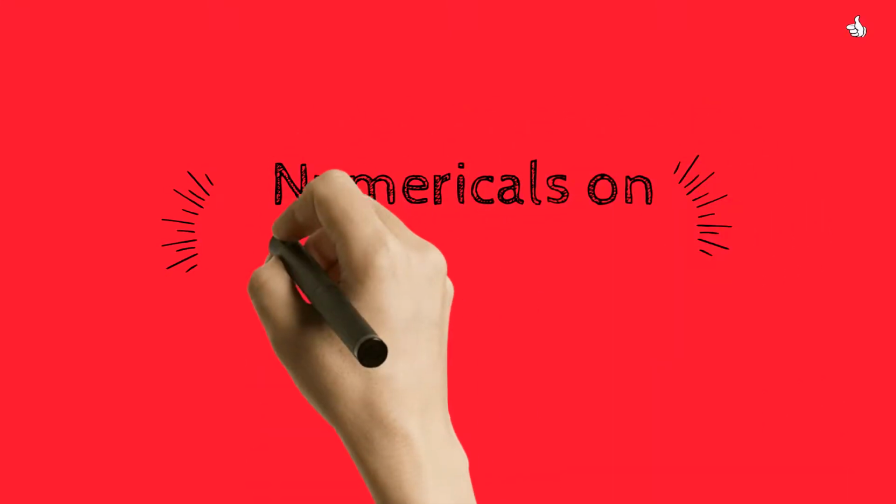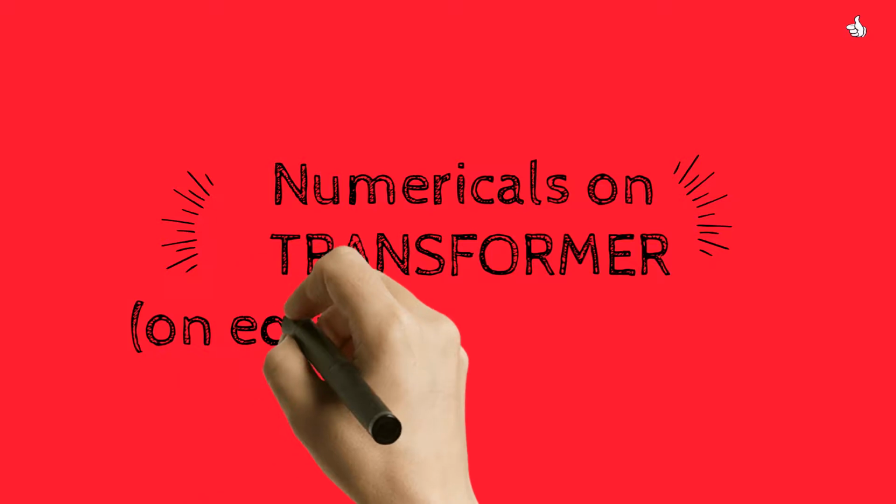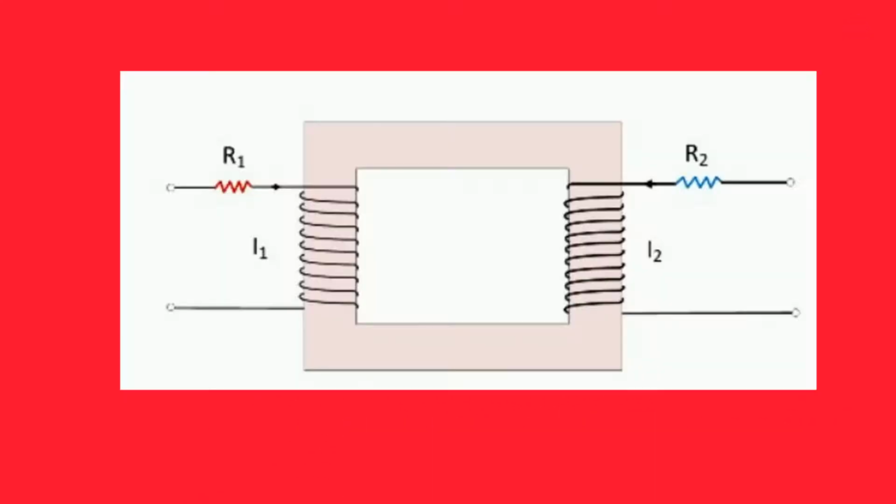Numericals on Transformer, Problem 5. A transformer will have both primary and secondary winding, and both these windings are not pure conductors, so they will have some resistance in them. These resistances are denoted as R1 and R2.